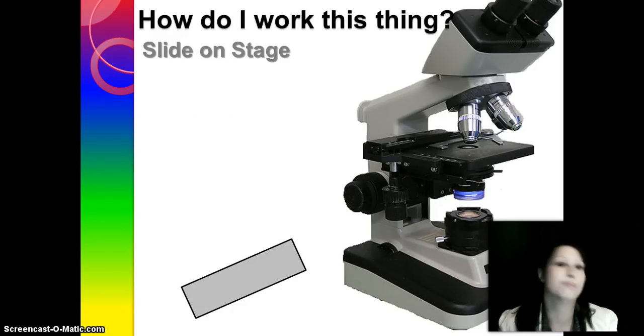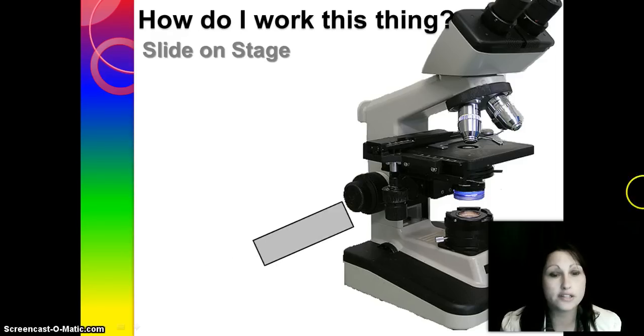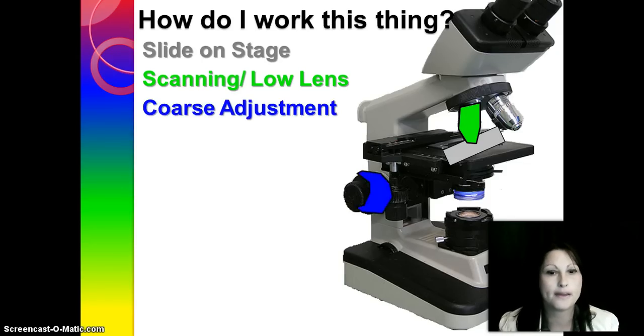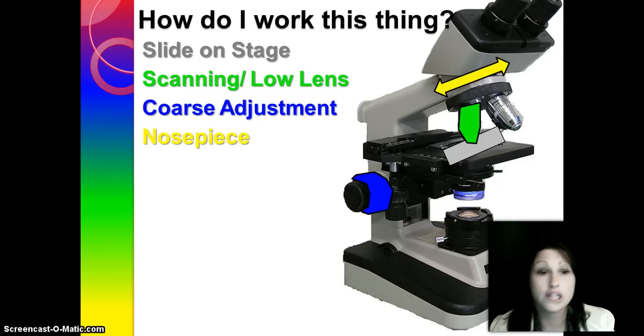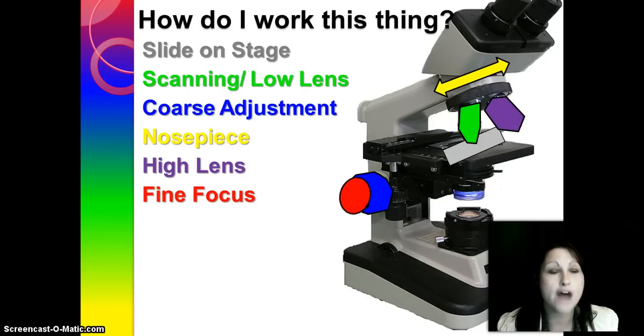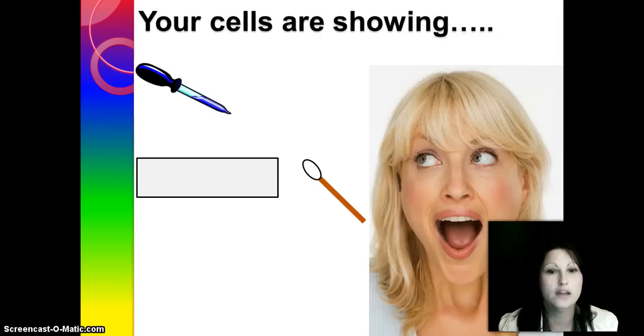All right, so there's our microscope. First thing you want to do is put that slide on the stage. Then you want to make sure the scanning or low power lens is pointing down at it, it's clicked in place, and then find whatever it is you're supposed to be looking at. You're going to use your coarse adjustment, or the fat knob, to find it, get it mostly into focus. When it's mostly into focus, you're going to turn that nose piece to the lens that you want, either low power, high power, or oil immersion. And then you're going to get it into final focus just using that fine focus, and then you should be set.